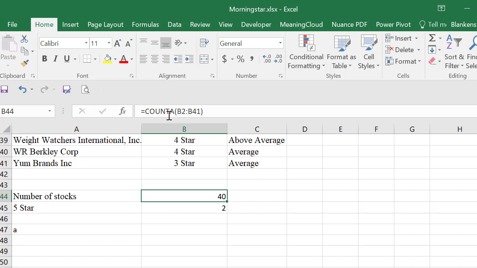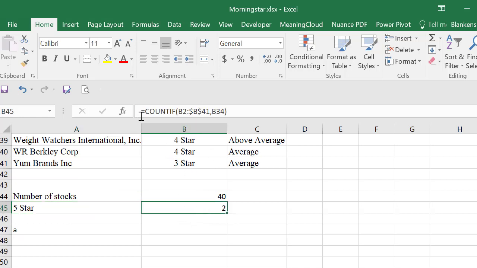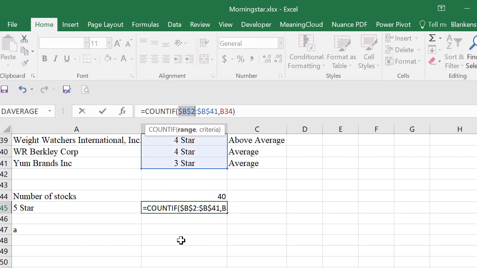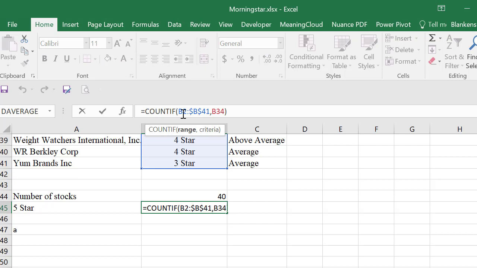So the first thing we need to do is, how many stocks do we have? So I'm using COUNTA, and I'm just using this range B2 to B41. I'm using COUNTA because these aren't numbers, this is actual text in this column. Then I'm looking for, in that range, the ones that are 5-star. So what I did is I did COUNTIF. I want to do this range here, B2 to B41, and I'm looking for something that matches B34. So let me hit escape here, change this back to absolute, and you'll see why I'm doing that shortly.